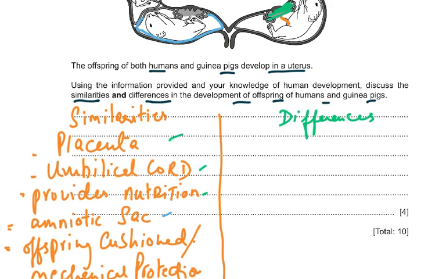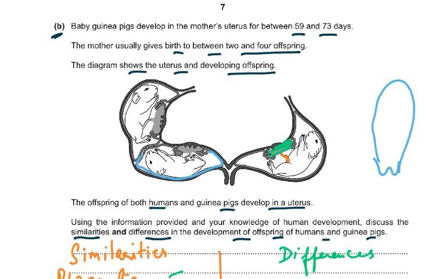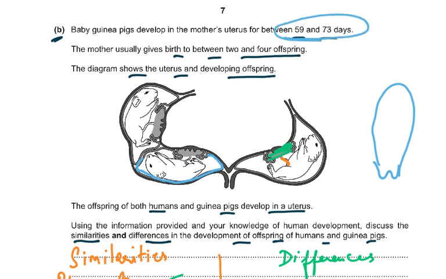Differences: shape of the uterus seems a little weird. I mean, the human uterus is something like this. Now this looks a little weird. So shape of the uterus is a little different. Duration of pregnancy is very different, which is called the gestation period. This is 59 to 73 days. In humans, it's 9 months and 10 days. So that is pretty long. Here it's only 59 to 73 days, so it's about 2.5 months.